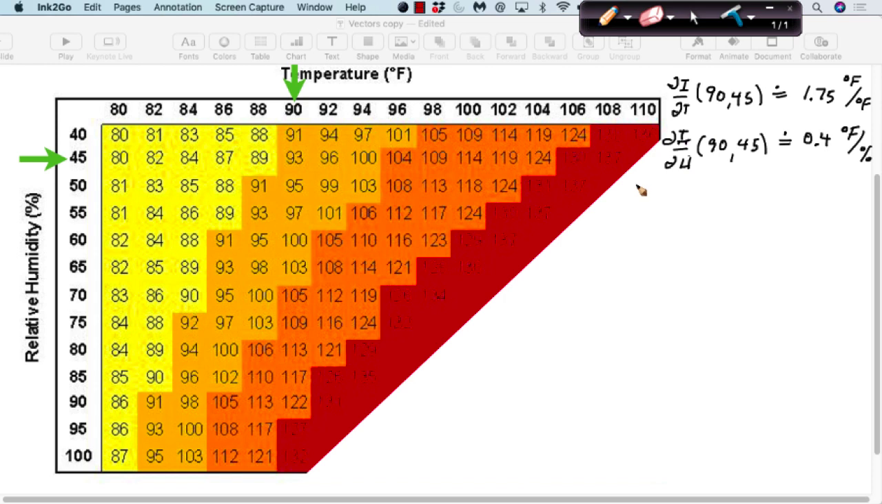Okay, so here we are. It's 90 degrees out, and the relative humidity is 45. And the temperature is going to go down 4 degrees. That's too much. 1.5 degrees. 2 degrees. I promise. And the humidity is going to go up 0.1%.